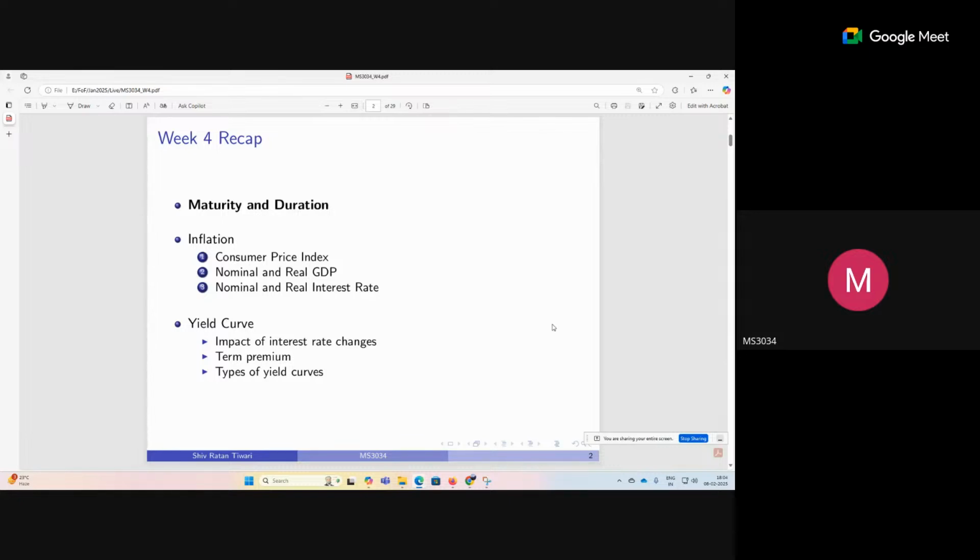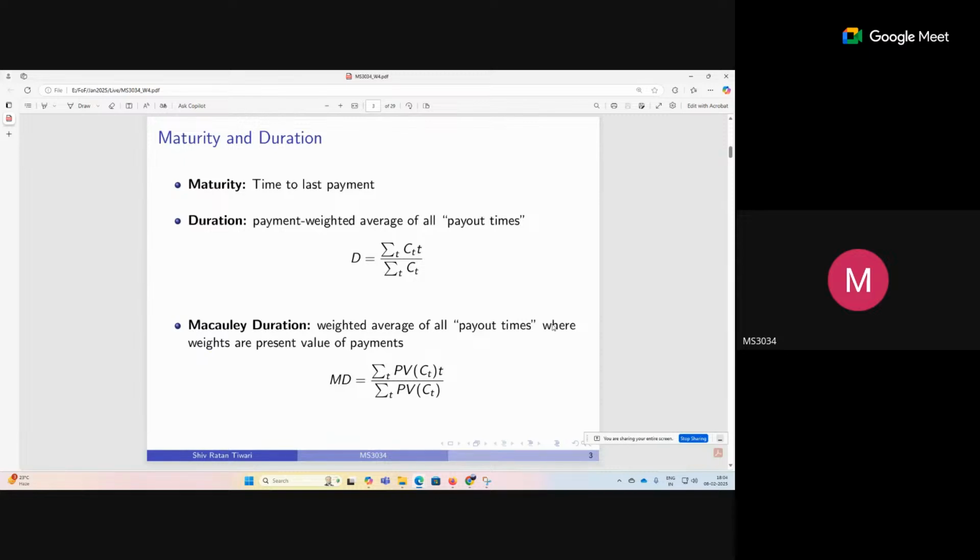First we take a look at what we mean by maturity and duration, and how these two things are different from each other. Maturity is, in very simple words, the time to the last payment. So if I am getting my last payment after 30 years, then maturity is 30 years. If I'm getting my last payment after 2 years, then maturity is 2 years. It is very simple.